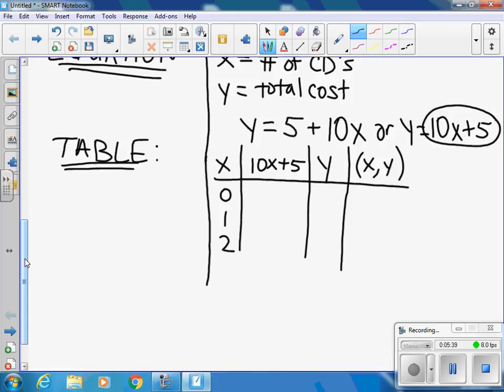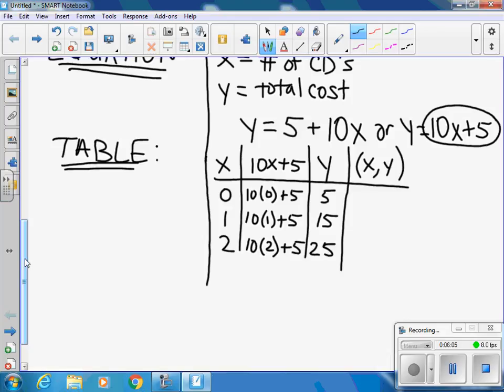All right, so if we look at it, if we buy 0 CDs, that would be 10 times 0 plus 5. In other words, she's just buying the CD case. Well, if that's all she's buying, it's going to cost her $5. Okay, well, if she buys 1 CD and the case, 10 times 1 is 10. 10 plus 5, that'd be $15. Right? And if she buys 2 CDs, that's 10 times 2 plus 5. 10 times 2 is 20. 20 plus 5 makes 25.